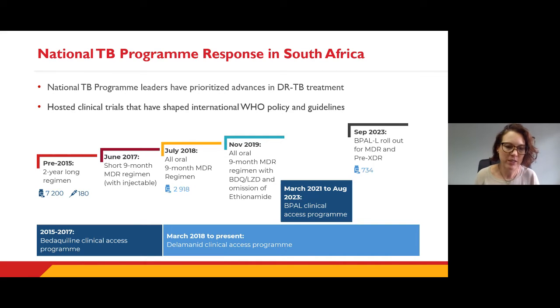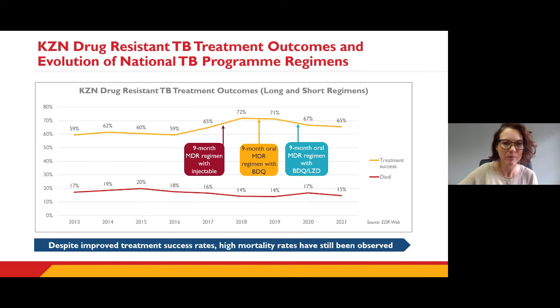Alongside those regimen changes, we've had clinical access programs increasing access to novel drugs for the population as quickly as possible. We had the bedaquiline clinical access, delamanid clinical access, which is ongoing, and most recently the BPAL clinical access program. If we look at the treatment outcomes in line with the changes in treatment regimens, we can see that treatment success rates have improved with the introduction of shorter regimens and with newer and more effective drugs. But unfortunately, high mortality rates have continued to be observed in drug-resistant TB.